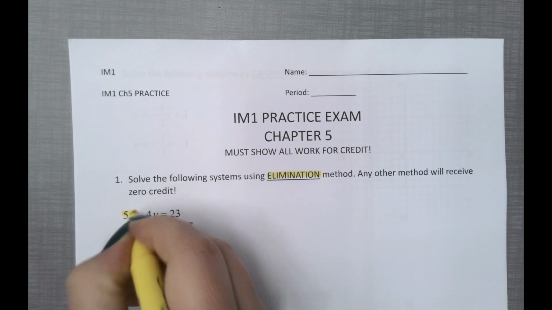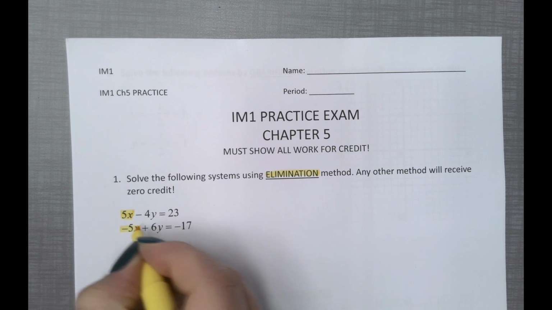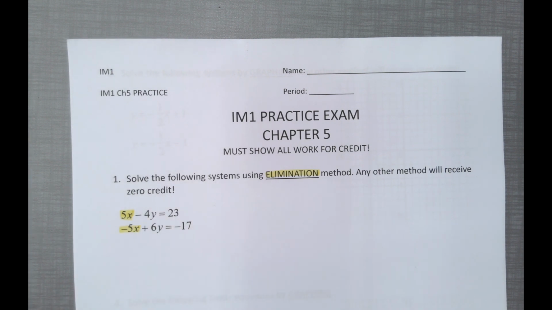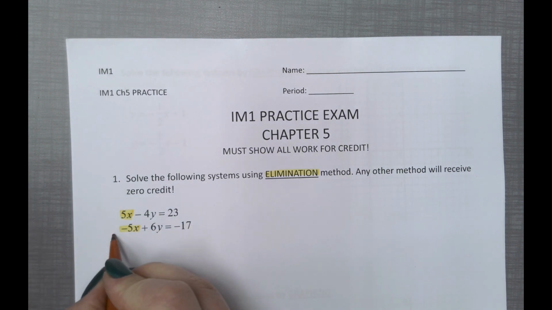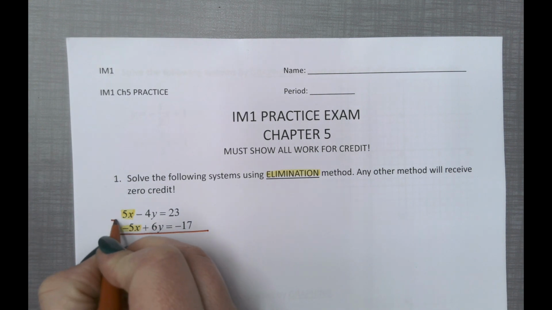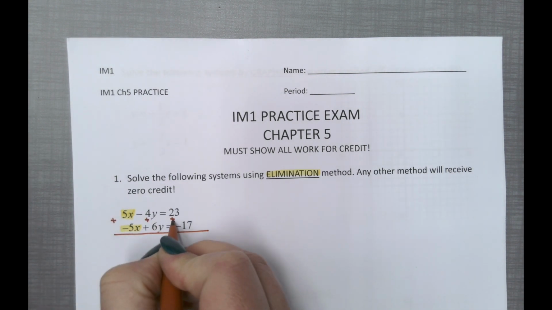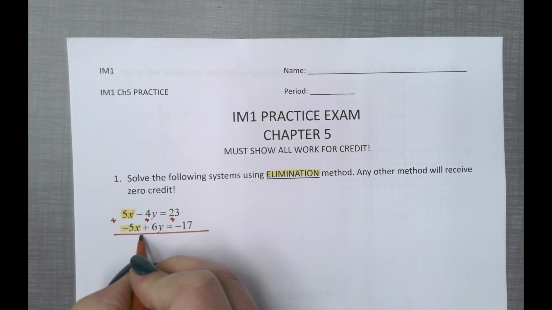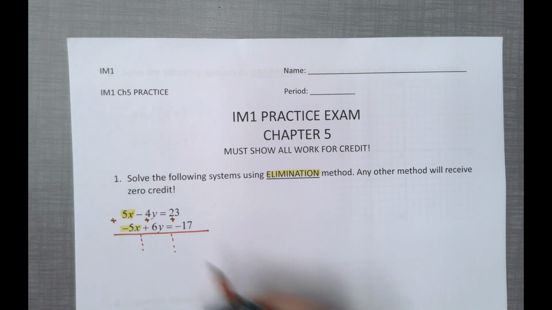So for us, we see this 5x and this negative 5x. These are opposites. One's positive, one's negative. Both are 5 and both are x's. When you have opposites and the same number-letter combo, we are going to add vertically, so that means up and down. And I'm going to put little separators here just to show you what we're doing.